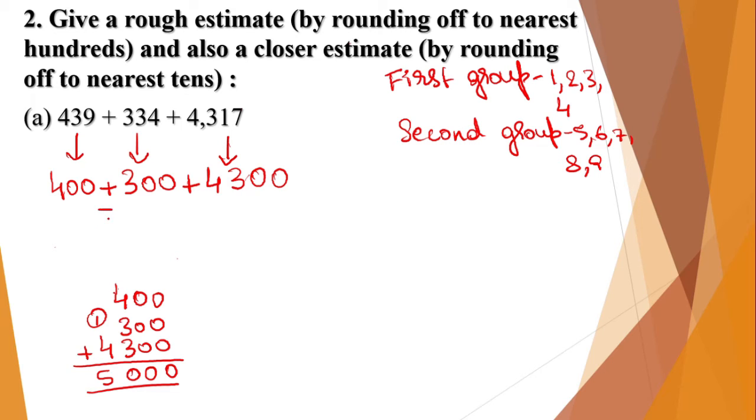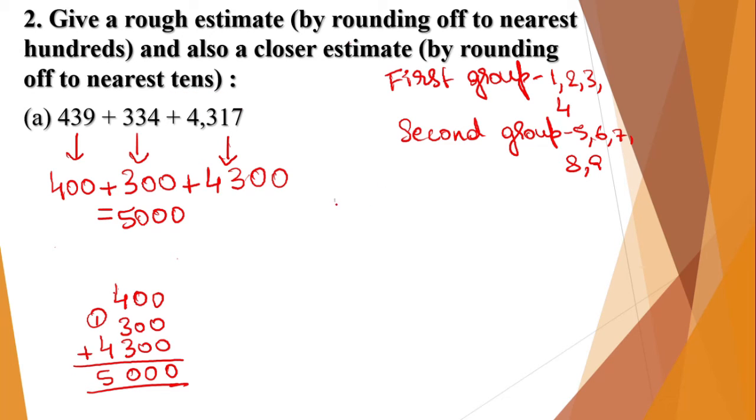Now here we will get our answer as 5000. So this is the estimated answer to nearest hundreds, because first we should estimate to nearest 100, right? So this is the estimated answer for nearest hundreds. So now again we should estimate, because the next step is we should estimate to nearest tens also.